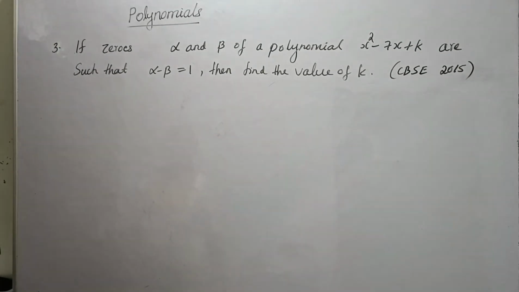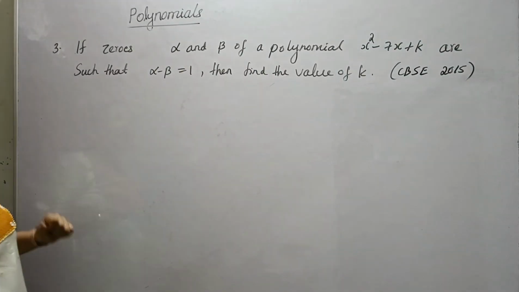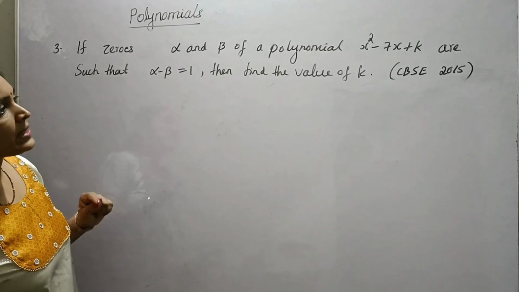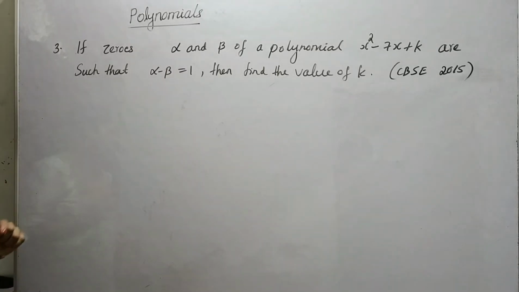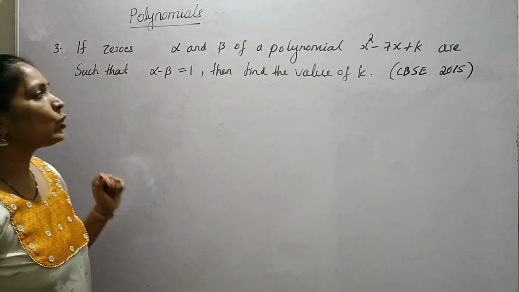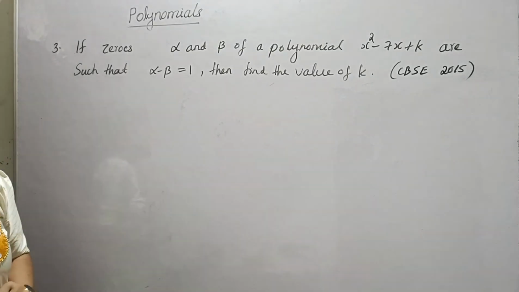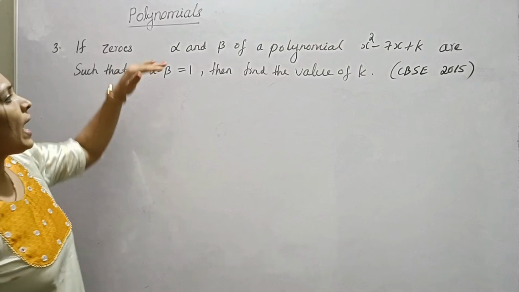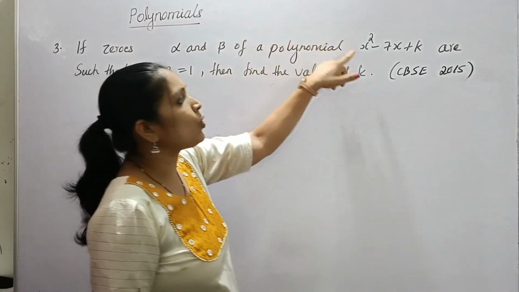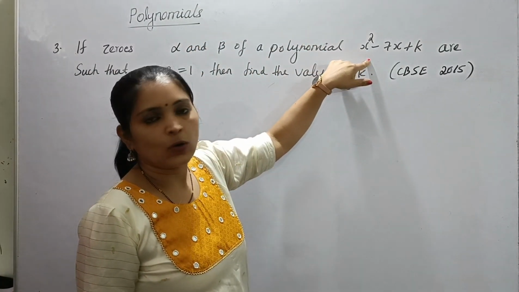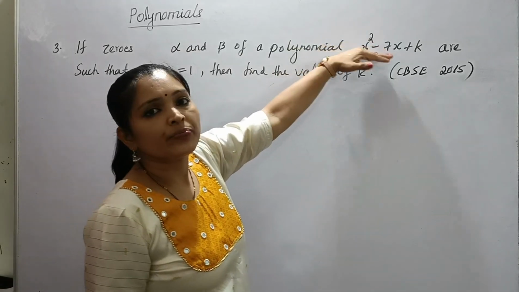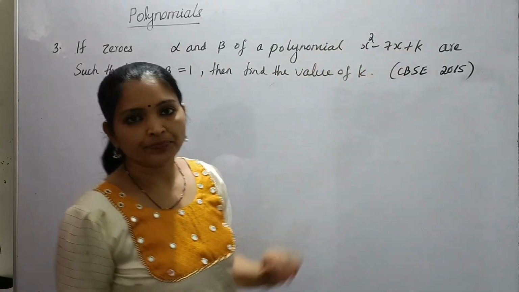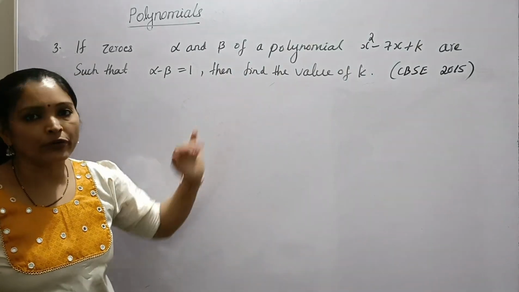Next question, an important question. If zeros alpha and beta of a polynomial x square minus 7x plus k are such that alpha minus beta is equal to 1, then find the value of k. See, first of all, what is given here? It's given that alpha and beta are the zeros of the polynomial x square minus 7x plus k. Here we need to find the value of k.